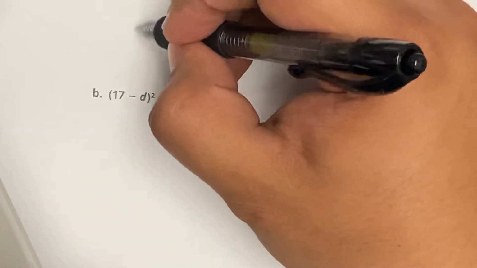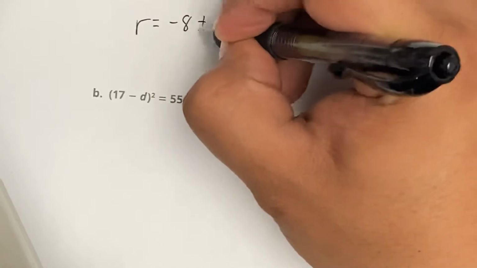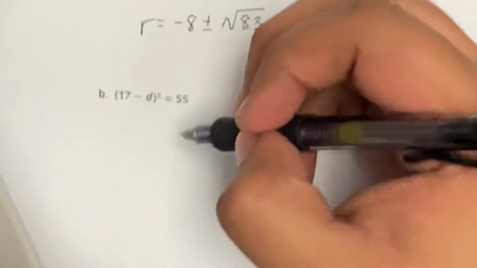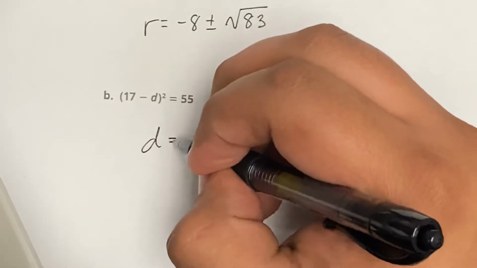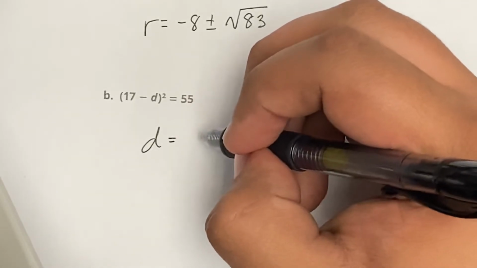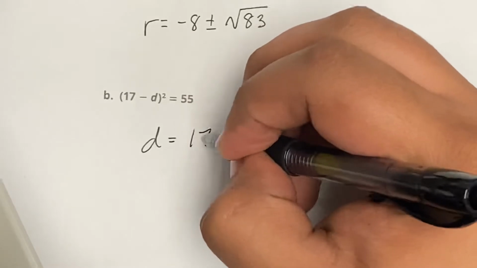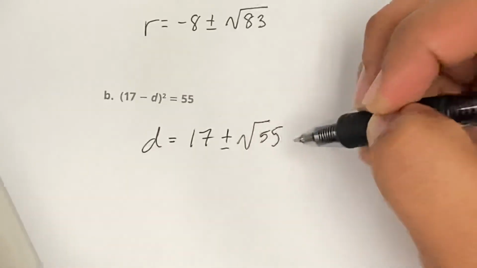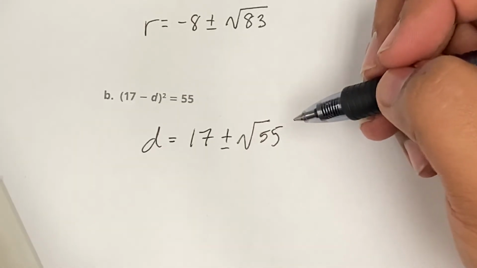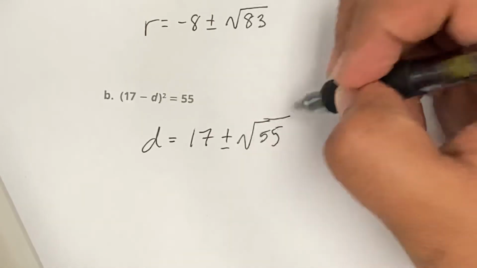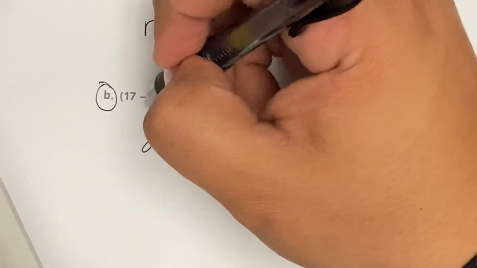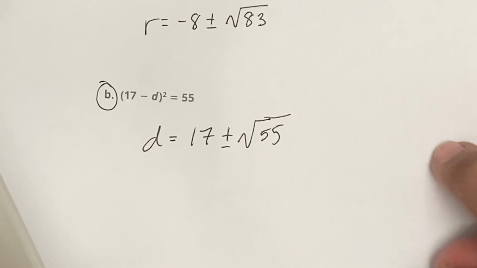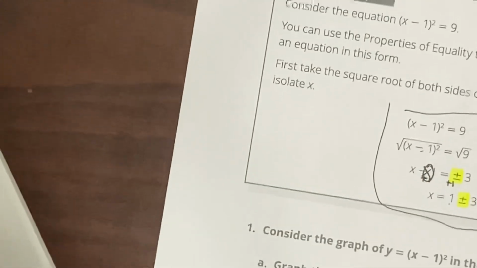If you did it correctly, you should get r equals -8 plus or minus the square root of 83. If you did letter B correctly, you should get d equals positive 17 plus or minus the square root of 55. Let me double check that real quick. Yes, ma'am. Okay. Should get these two answers. Be careful because I know the minus d is going to throw off a couple scenarios. Okay. Let me look at the next page. That was 4.1. Next video.